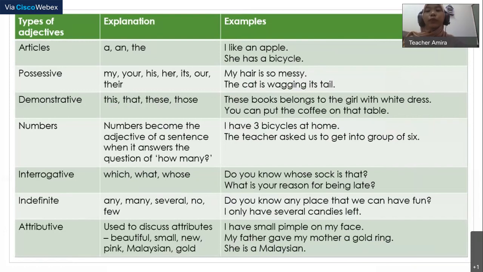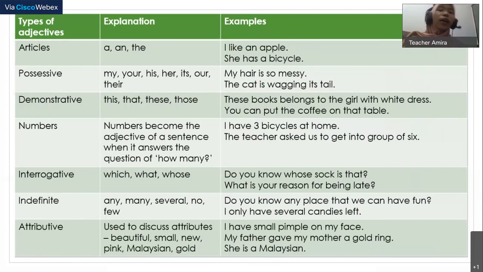And also, you can put the coffee on that table. Okay, we are talking about that table, that specific table. We are talking about that table in the corner. So that is why the word that is an adjective to the noun table. So that is demonstrative.